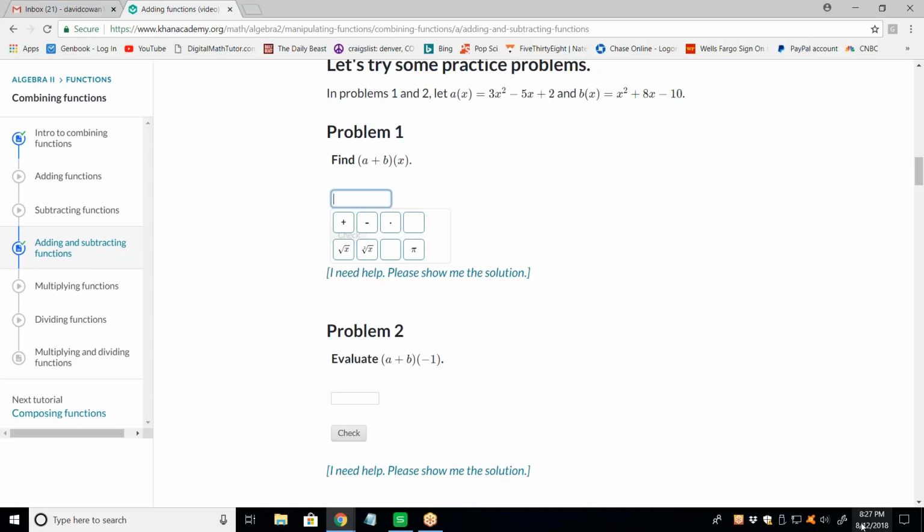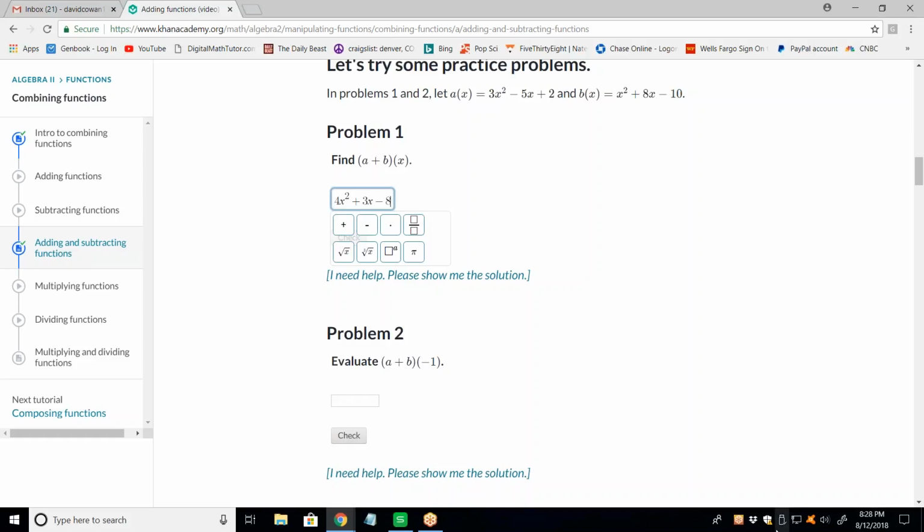So it would be 4x squared plus 3x. Hold on a second, I gotta make sure I know how to input this. I guess 4x squared is that. Plus 3x, and then I would go to the right. Okay, plus 3x. Minus 8. Don't see a check. Oh, it's at the bottom. I see now. Yeah, how it works.